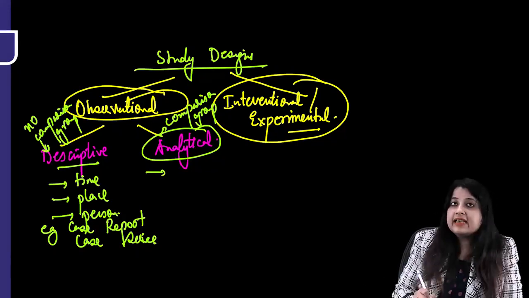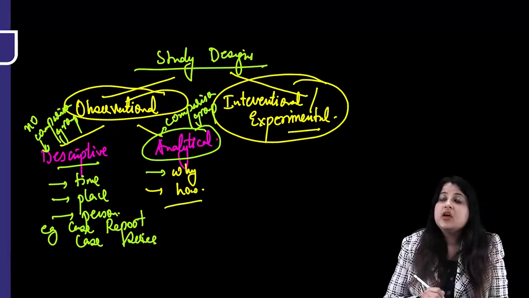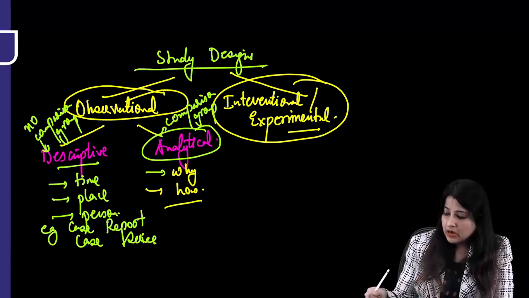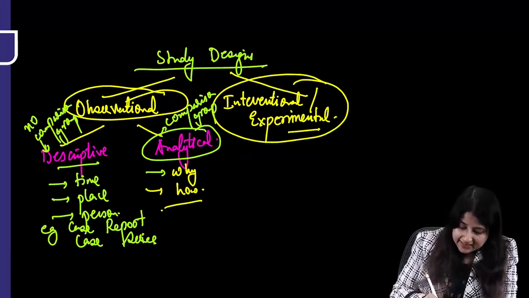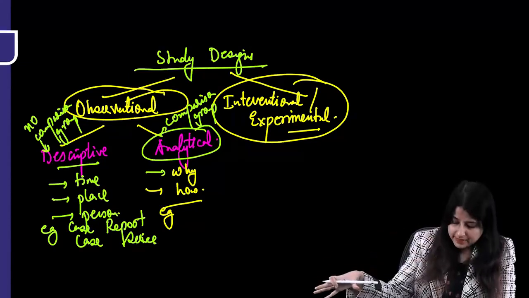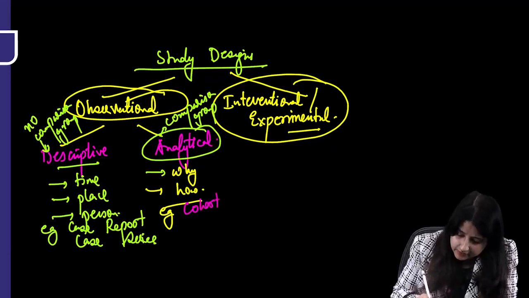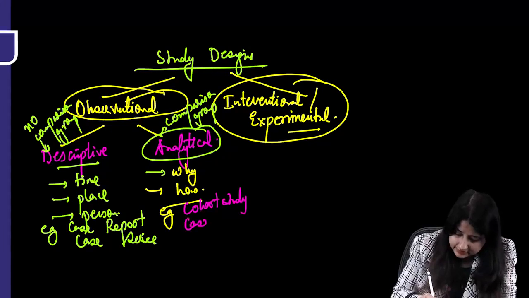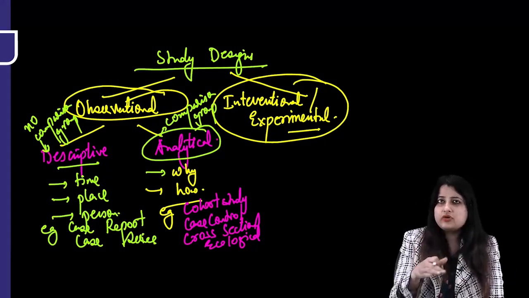In analytical, what do we do, guys? The next thing is that we start to find out the reason why and how the disease occurred. So we start comparing. You can compare people who suffer from the disease with people who do not suffer. In analytical, you always need a comparison group. What are the examples of analytical study design? Very, very important. The examples are cohort study, case control study, cross-sectional study, and ecological study. We will be studying the golden points related to each of these study designs.